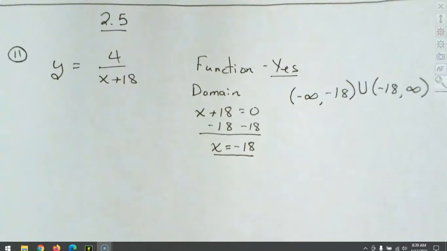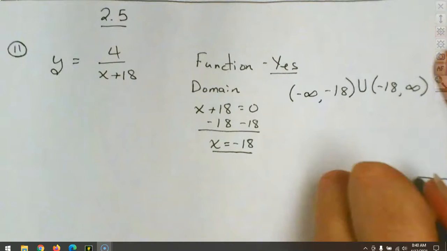And what is that saying? That is saying every number can be plugged in for x except for what? Negative 18. Because negative 18 would give you division by what? 0, and we cannot have that.